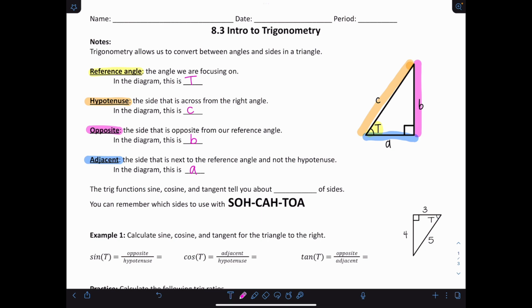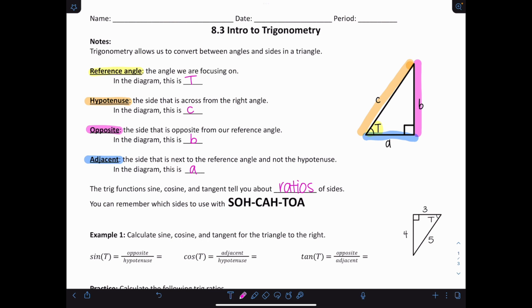Then the trig functions sine, cosine, and tangent. These are all functions that you can type in on your calculator. They tell you about the ratios of the sides in the triangle. You will never need to memorize what values you get for sine, cosine, and tangent. You will always be given a calculator where you can type that in.